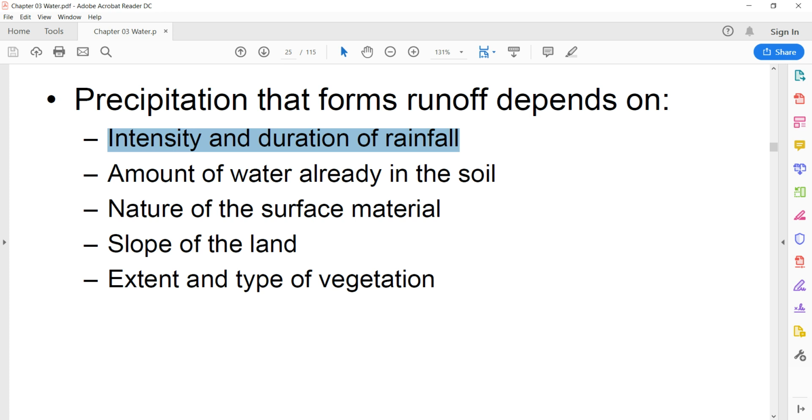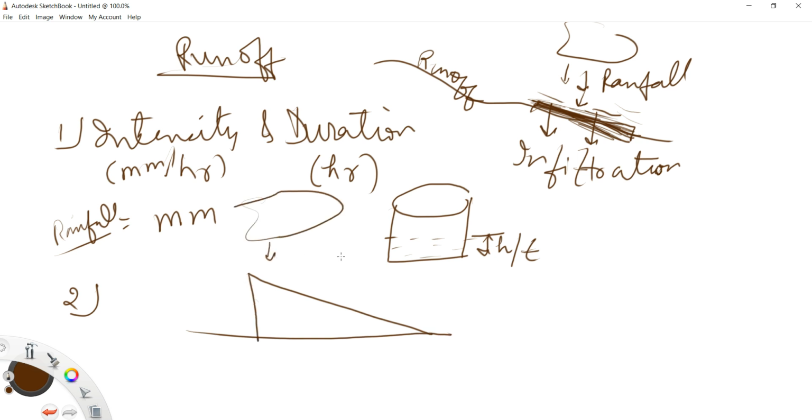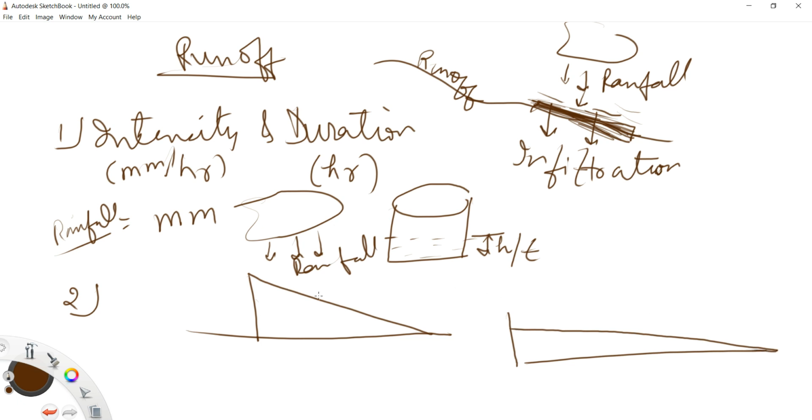Slope of the land, this is another important factor. So think about the slope. Just like I said earlier, it indicates the elevation. So think about these two surfaces, right? So this is where the rainfall occurs on this ground. So based on the slope, and then there is another one here, right? So think about this one. This one certainly has higher slope compared to this surface.